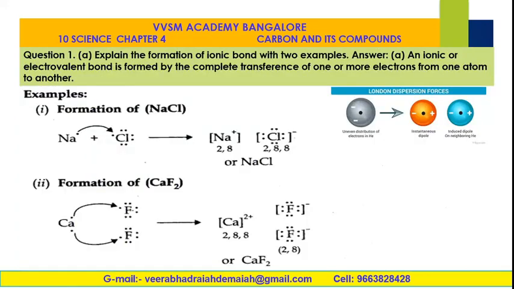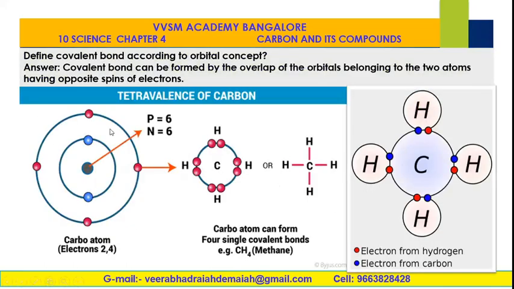Well, for example, your question: explain the formation of ionic bond with two examples. An ionic or electrovalent bond is formed by the complete transference of one or more electrons from one atom to another. Here is the sodium electron. This is the complete transference indicated by the arrow mark. So this is the complete transference.